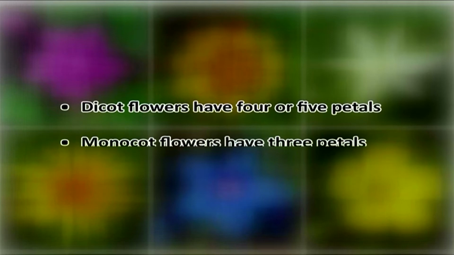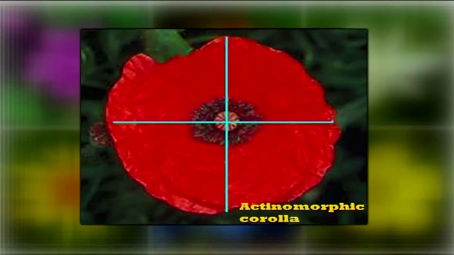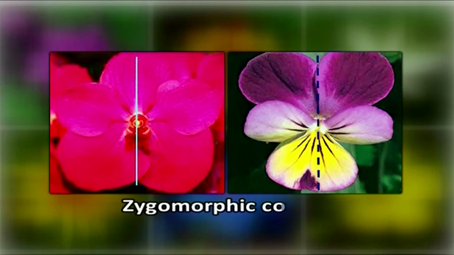For example, flowers in dicots most frequently have 4 or 5 or their multiple petals, while monocots have 3 or its multiple petals. Although there are many exceptions to this. The corolla may be either radially or bilaterally symmetrical. If all of the petals are essentially identical in size and shape, the flower is said to be regular or actinomorphic, meaning ray-formed. Many flowers are symmetrical in only one plane and are termed irregular or zygomorphic.